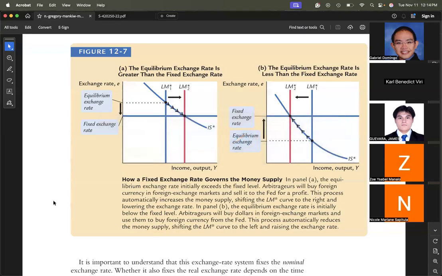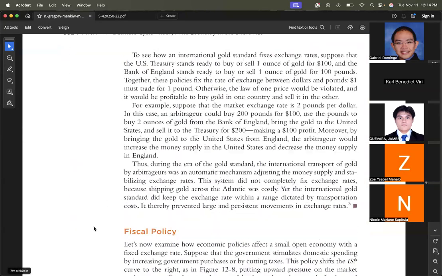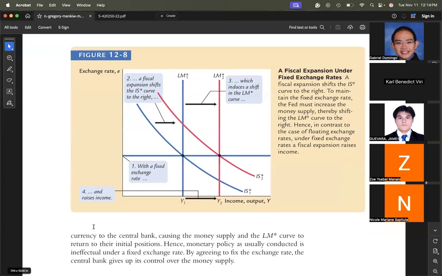And let me look at this one here. Boom. This is a fiscal expansion under fixed exchange rates. So you should imagine IS and LM1. This is the original equilibrium. Okay. Ano yung unang nangyari under fiscal expansion? IS curve will shift to the right. Correct?